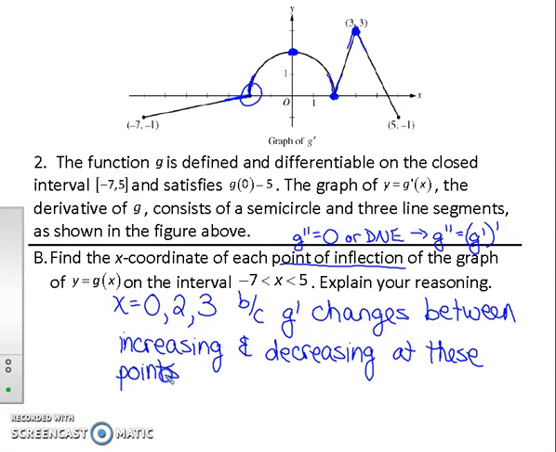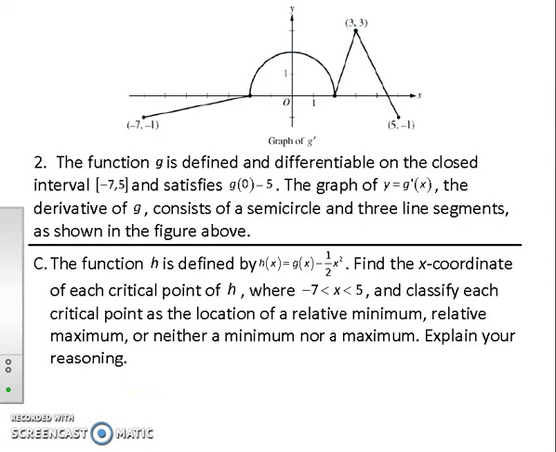And that's all that you would need to write for part B. So part B was worth 2 points. You got 1 point for identifying all 3 of those locations, and then 1 point for correctly explaining why you chose them. All right, then part C.